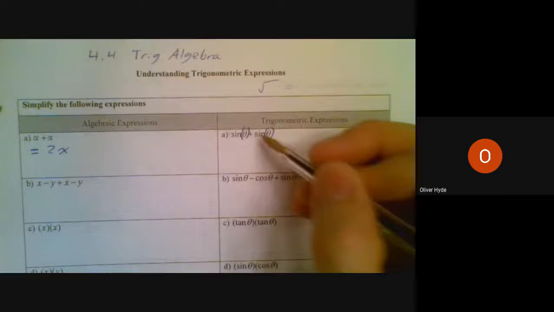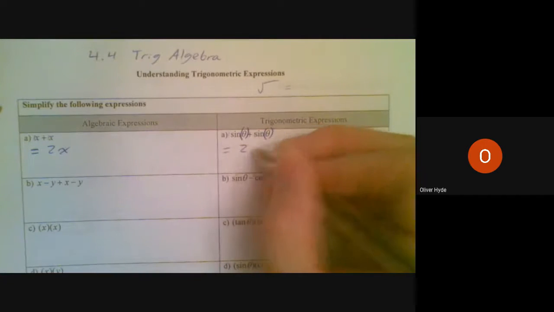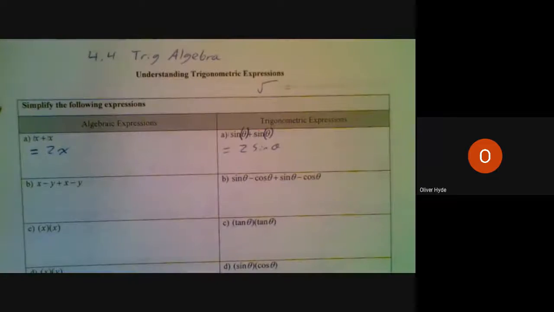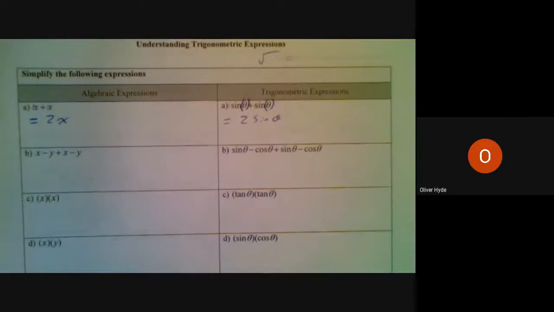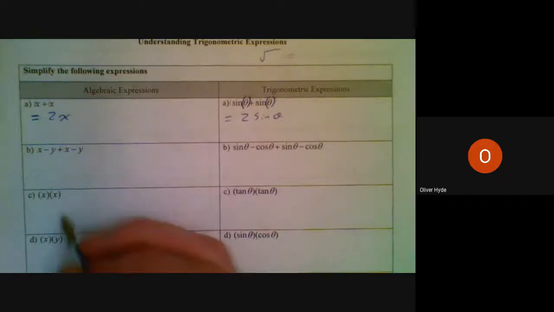In English, 1 sine theta plus 1 sine theta will be 2 sine theta. And it is these sine thetas that I am adding together. I'm going to leave some of this for you to do, so I'm going to be jumping around a little bit. Let's take a look at C.